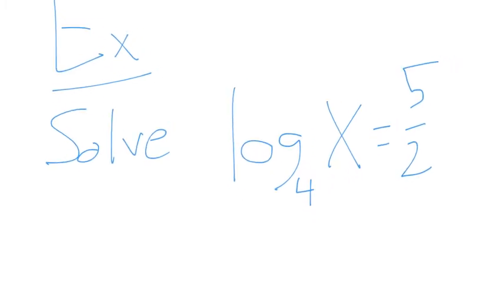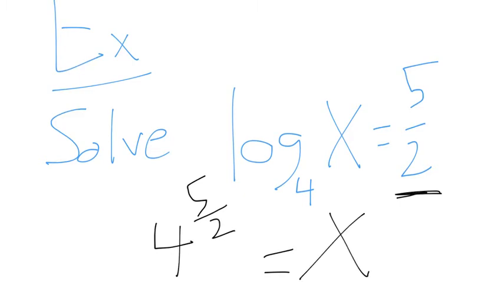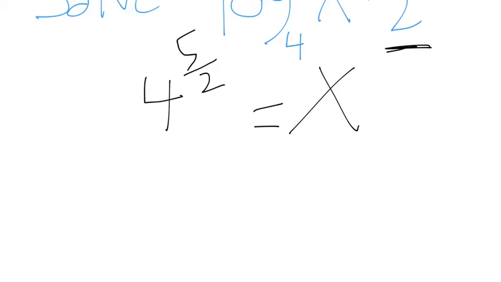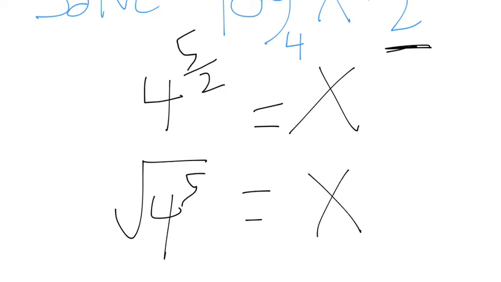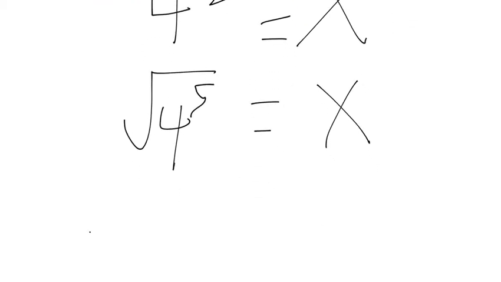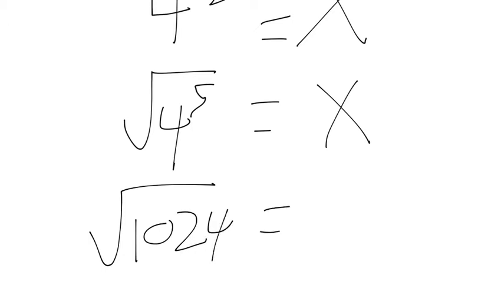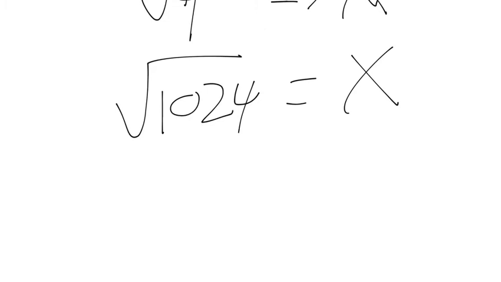Alright, so suppose I ask you to solve log base 4 of x equals 5/2. Let's rewrite that as an exponential. The base of our exponent would be the same as the base of our logarithm, so it would be 4. Whatever our output is for our logarithm, that's our exponent, so 4 raised to the 5/2 is equal to the input of our logarithm, which is x. Since you have 2 on the bottom, that's like taking the square root of 4 to the 5th is equal to x. And correct me if I'm wrong, but that should be square root of 1024 equals x, which means x should be 32.